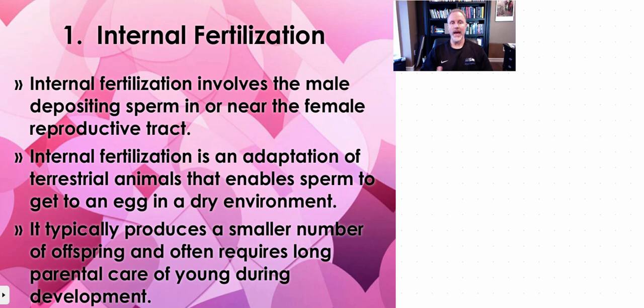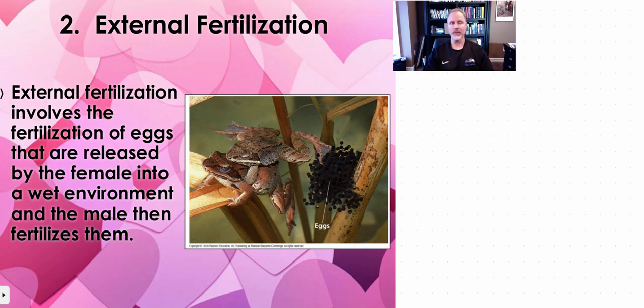So basically what happens with internal fertilization is you're going to get a smaller number of offspring that requires longer parental care as compared to, say, external fertilization. Okay, and external fertilization is going to involve the female releasing the eggs into the environment and then the male fertilizing those externally, releasing the semen around the eggs, as you see here with the mating frogs.